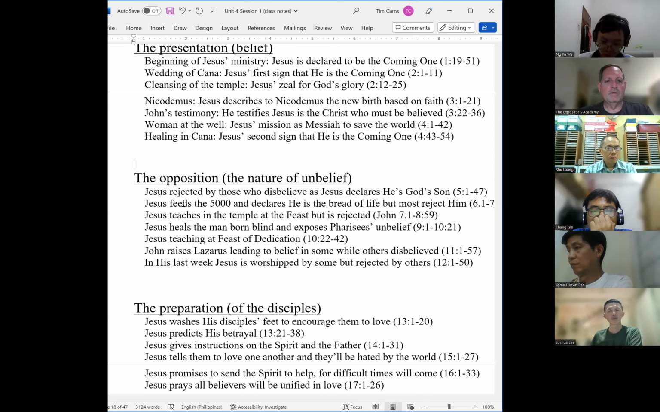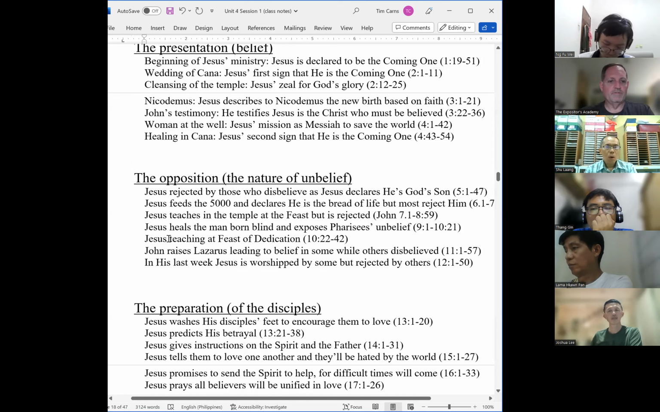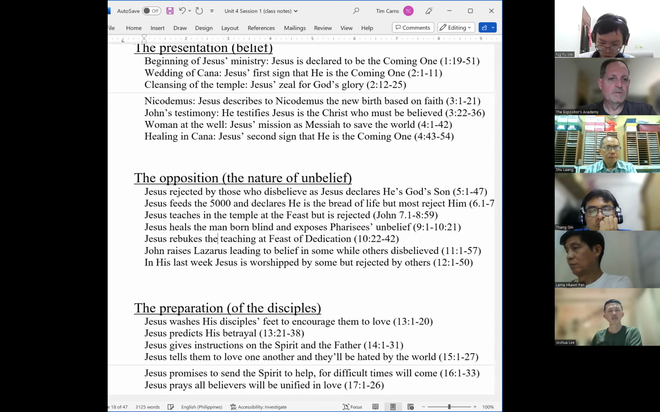And then he rebukes them really at the Feast of Dedication. I should put it that way. He rebukes the Jewish leaders. He calls them hirelings, if you'll remember. And he's the good shepherd in contrast to them who are hirelings.